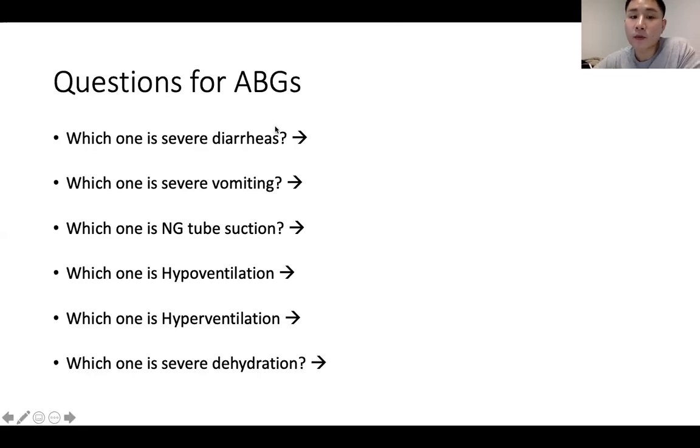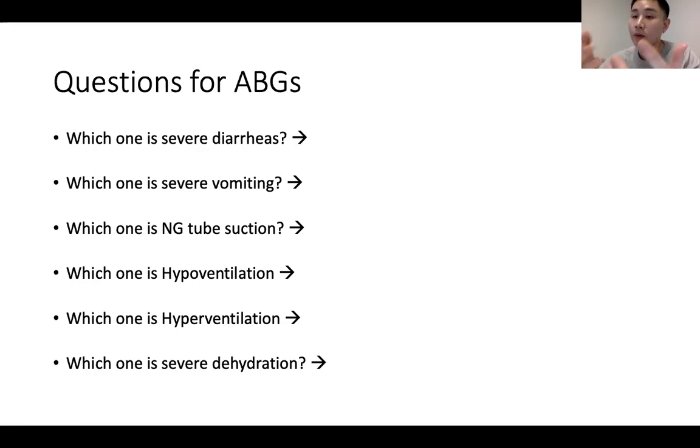Okay, so when we have severe diarrhea, we will lose a lot of our buffer, the bicarbonate. That's why severe diarrhea actually causes the body to be in a metabolic acidosis state instead of alkalosis. So for the first one, severe diarrhea will lead to metabolic acidosis.